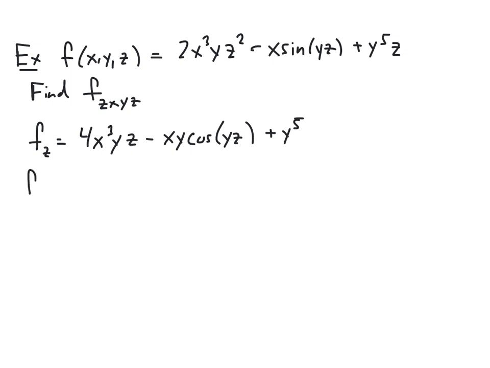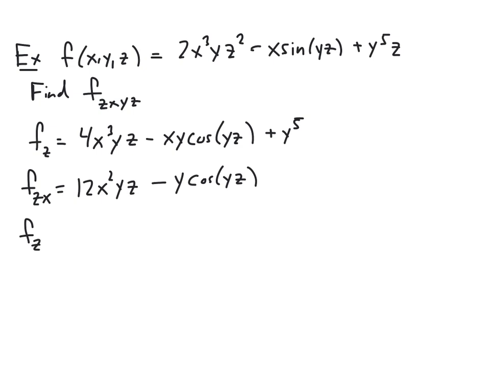Right? We now need to differentiate this with respect to x to get f zx. Right? So to differentiate with respect to x, the first term becomes 12x squared yz. For the second term, we have x times a constant in terms of x. So this is just going to be minus y cosine of yz. And the derivative of y to the fifth is 0 with respect to x. So we just get 12x squared yz minus y cosine yz.